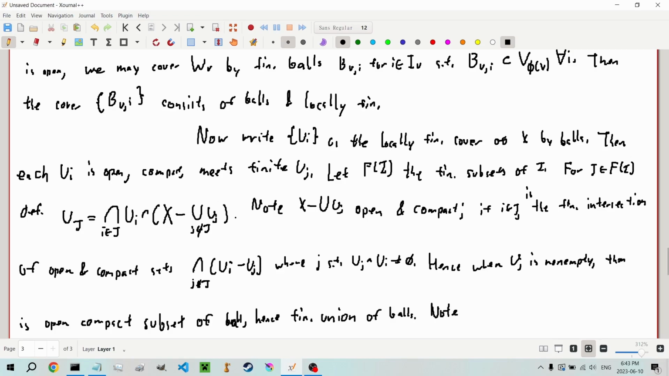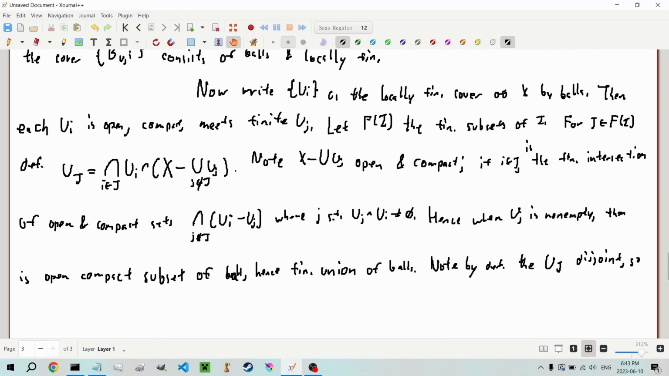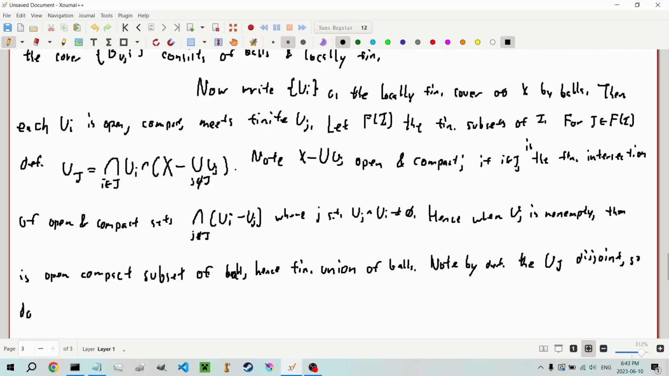Note that by definition, the U J over J's in our f of I are disjoint. So we are done by the covering U sub J, and we are going to finish it here.